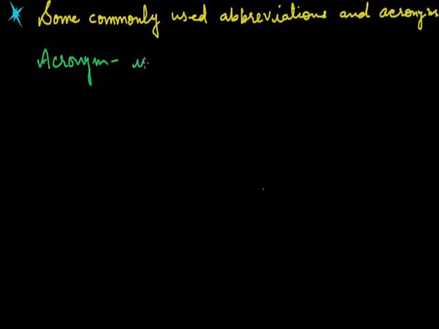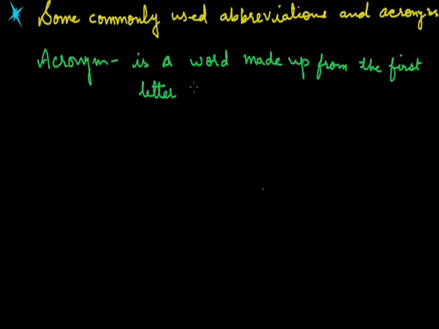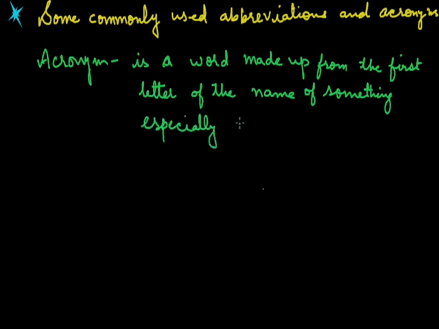An acronym is a word made up from the first letters of the name of something, especially an organization. For example, UNESCO.